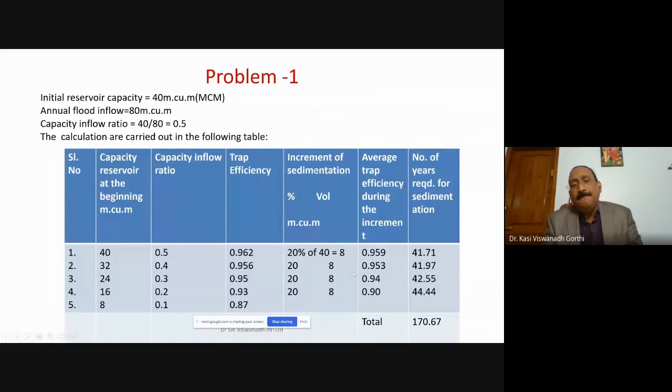Similarly, from 32 to 24, it is taking 41 years. From 24 to 16, it is taking 42 years. From 16 to 8, it is taking 44 years. Finally, only 20% is available. That means 8 million cubic meters is the only capacity of the reservoir available for water. By that time it will be 170 years. So the life of the reservoir in this case is 170 years.